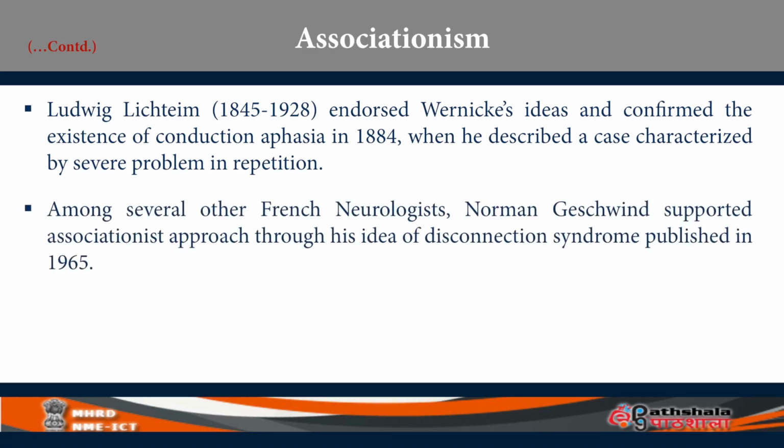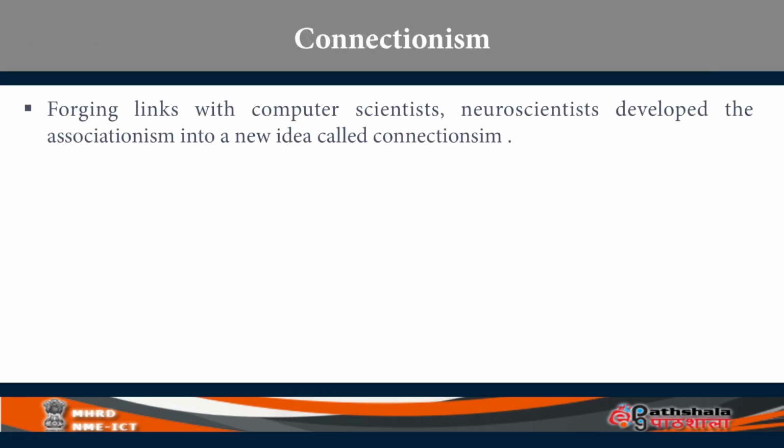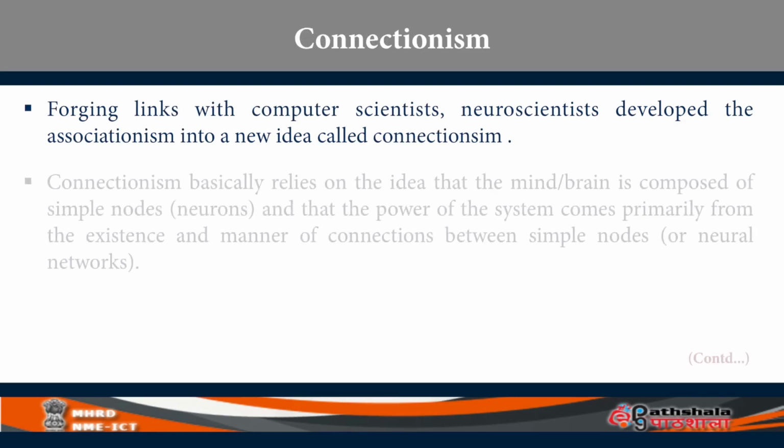And several other French neurologists, and Norman Geschwind in particular, supported associationism. In fact, Geschwind published a book called Disconnection Syndromes in 1965. So associationism survived and it became connectionism later on. So what is this connectionism and in what way is it different from associationism? Forging links with computer scientists, the neuroscientists turned what was called associationism into connectionism.